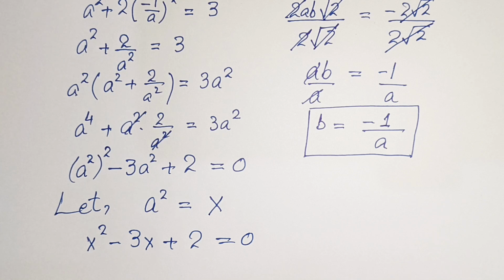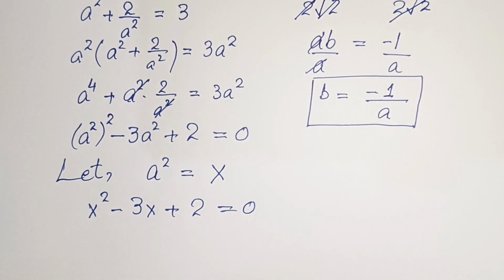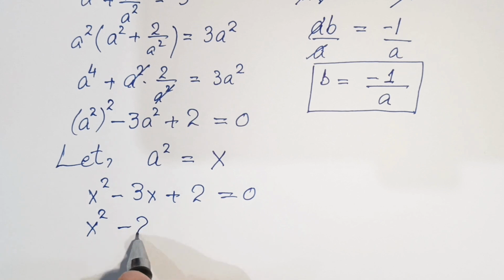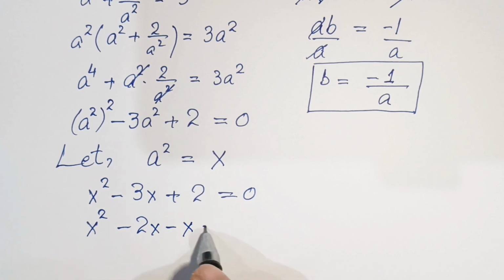Now we have a nice quadratic equation. If we solve this with respect to x, it is actually factorable. Then x squared minus 3x can be factorized like x squared minus 2x minus x plus 2 is equal to 0.